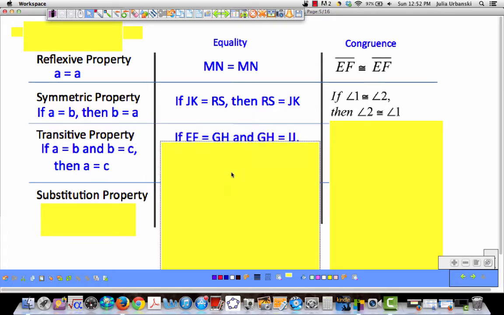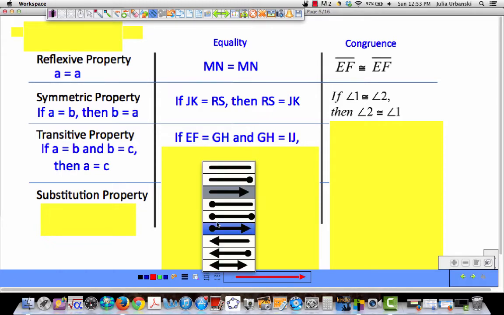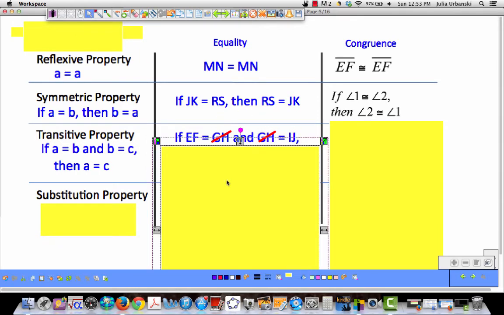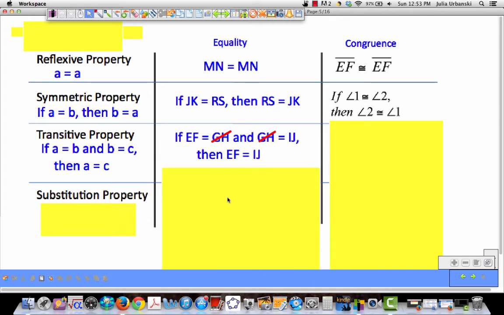So look at this one. If you have these two things, if EF equals GH and GH equals IJ, pause if you need to write that down, then think about what could be happening here. Which or what would be equal to each other in this case? You can cross out the middleman, GH, and you can just say that EF ends up being equal to IJ. They're both equal to the same thing. That makes them equal to each other.